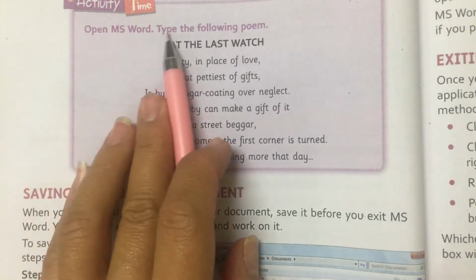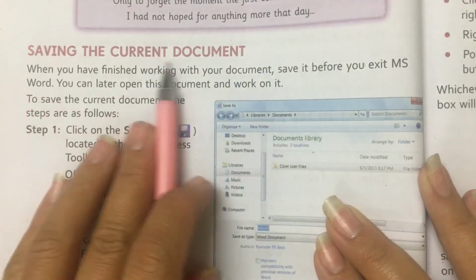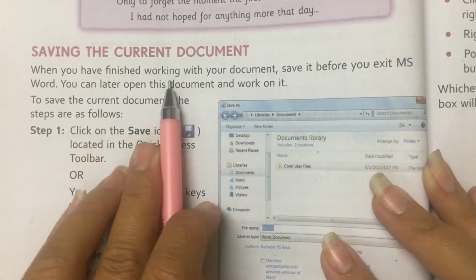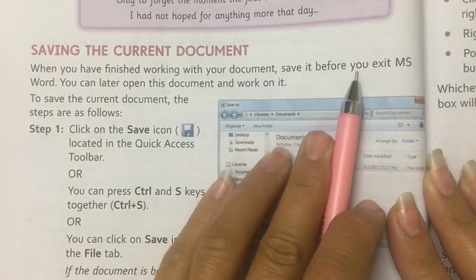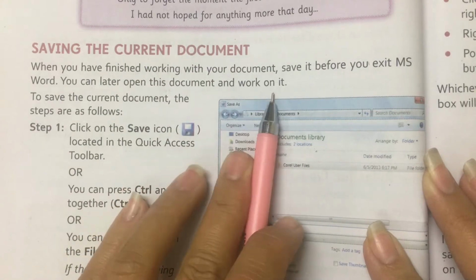Open MS Word and type the following poem. Saving the current document. When you have finished working with your document, save it before you exit MS Word. You can later open this document and work on it.